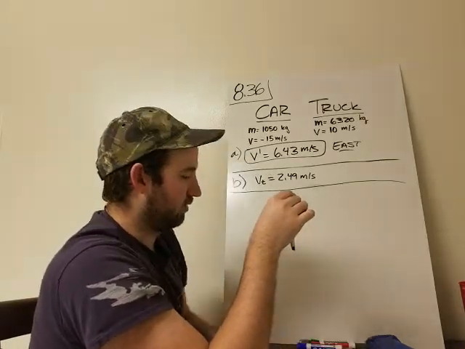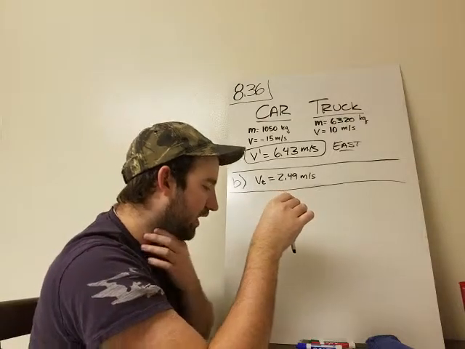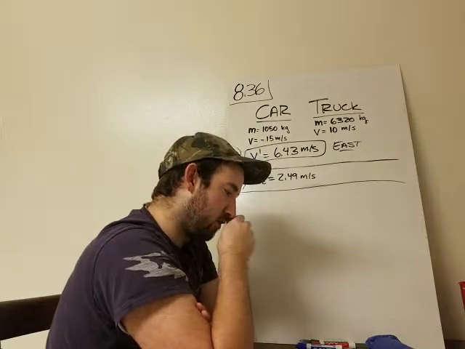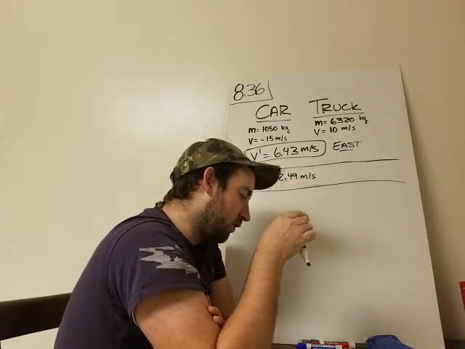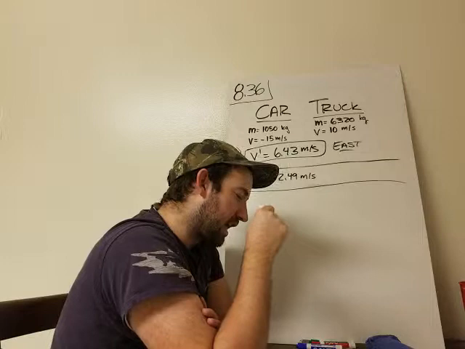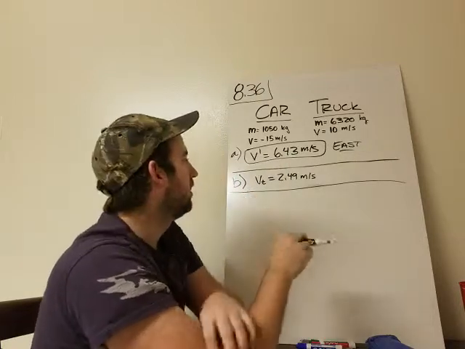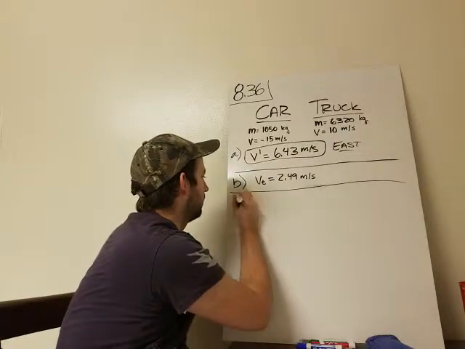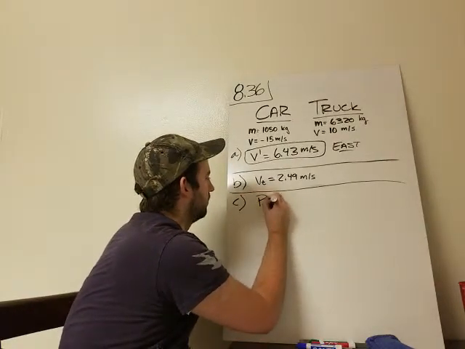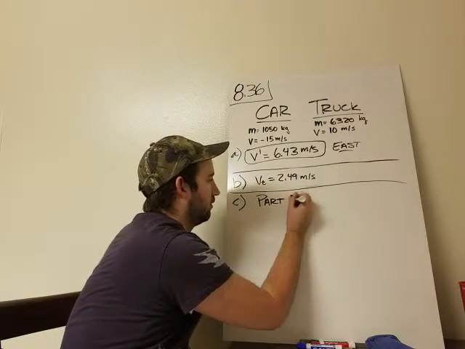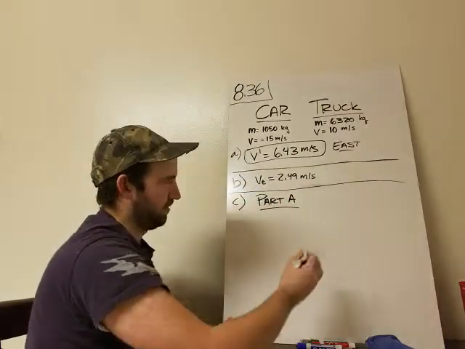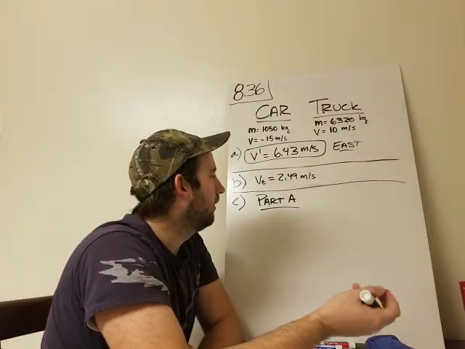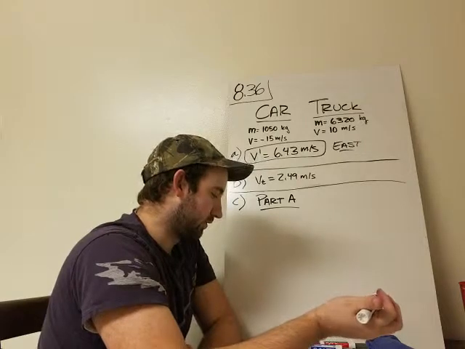Part C wants to know, it says, find the change in kinetic energy of the system of two vehicles for the situations of part A and part B. For which situation is the change in kinetic energy greater in magnitude? So we're going to have to do this part basically twice. So we'll start with part A. This is where I wish I had a bigger whiteboard, because it'd be nice to still have all the information we had from part A. But we don't, so we'll just do our best.